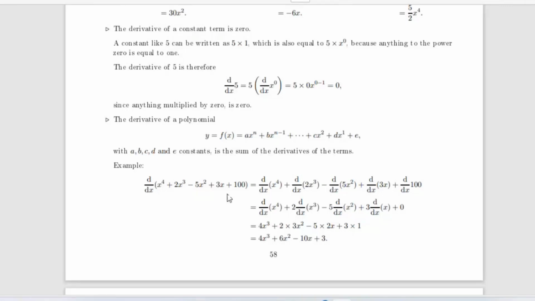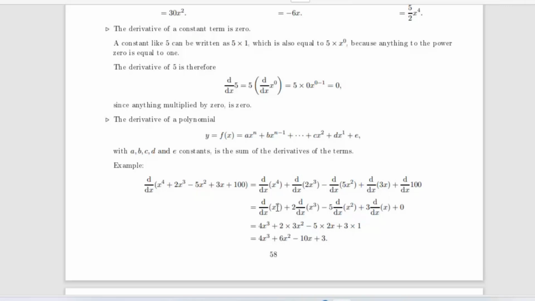How is it differentiated? Every term is differentiated with respect to x. That's why you have d by dx in front of every term: d by dx in front of x to the power 4, d by dx in front of 2x to the power 3, d by dx in front of minus 5x squared, d by dx in front of 3x, and positive d by dx in front of 100.